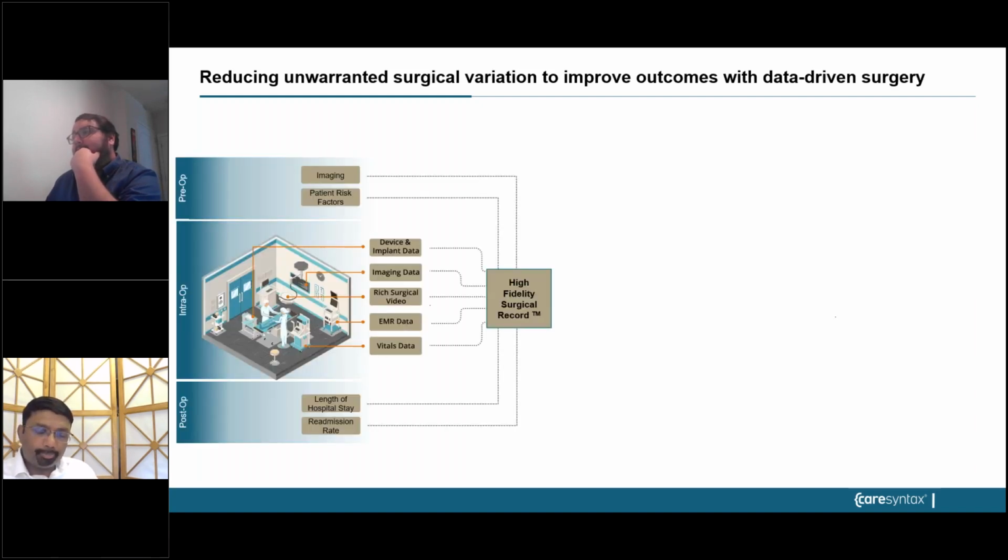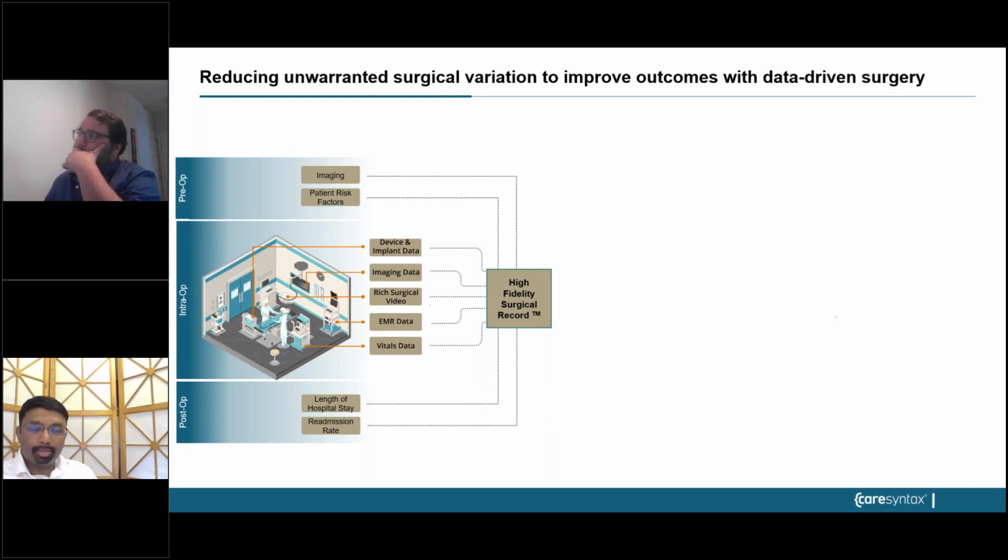So when you think about data-driven surgery, right, we need to figure out, where are we getting the data from? And the data spans that entire surgical pathway. You're looking at pre-op, intra-op, and the post-op perspectives. From a pre-op perspective, you're looking at imaging, patient risk factors. From an intraoperative standpoint, you're looking at device implant information, imaging, also video, right? So video is going to be really crucial to understanding what is exactly happening in the operating room, and then combine that with electronic health record data, vitals, and other components. And then from a post-op standpoint, look at length of hospital stay, readmission rates.